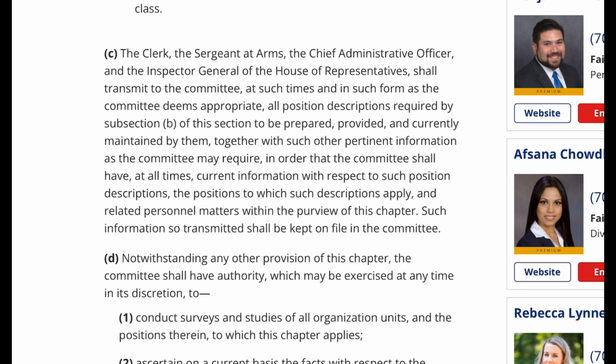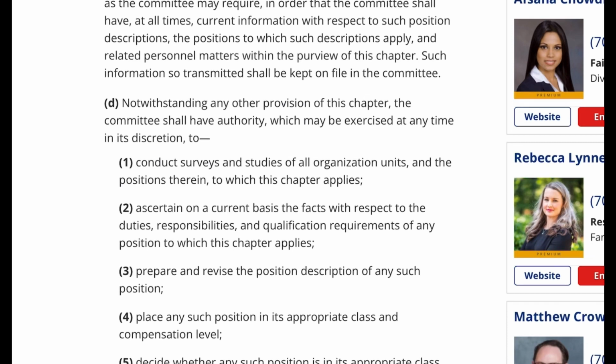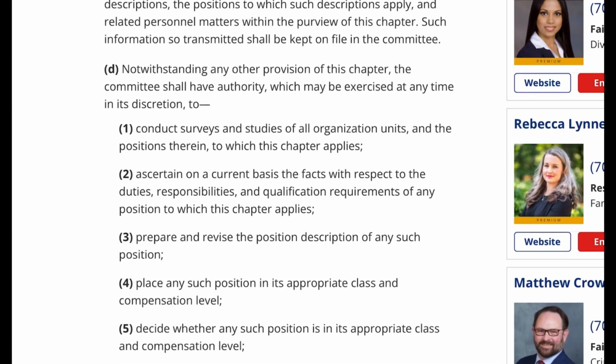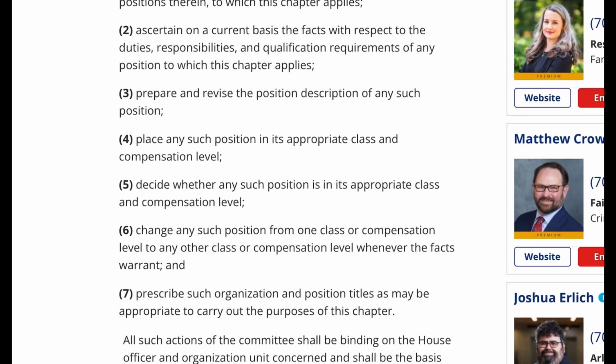D. Notwithstanding any other provision of this chapter, the committee shall have authority, which may be exercised at any time in its discretion, to 1. Conduct surveys and studies of all organization units, and the positions therein, to which this chapter applies. 2. Ascertain on a current basis the facts with respect to the duties, responsibilities, and qualification requirements of any position to which this chapter applies. 3. Prepare and revise the position description of any such position. 4. Place any such position in its appropriate class and compensation level. 5. Decide whether any such position is in its appropriate class and compensation level.